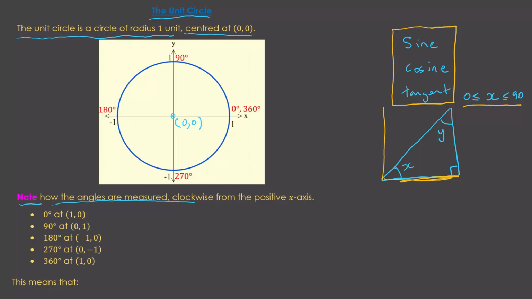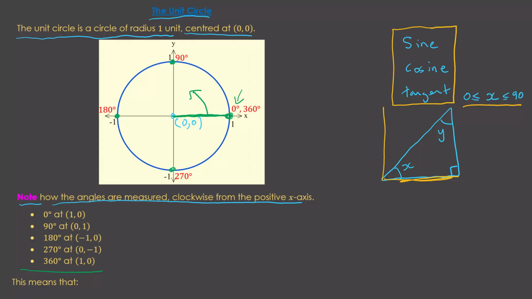Note how the angles are measured clockwise from the positive x-axis. So the positive x-axis is just here, and that's where 0 degrees is. We then go clockwise. So 90 degrees is at the point 0, 1. 180 degrees is at negative 1, 0. 270 degrees at 0, negative 1. And then when we get all the way around 360 degrees, we're back at the point 1, 0.